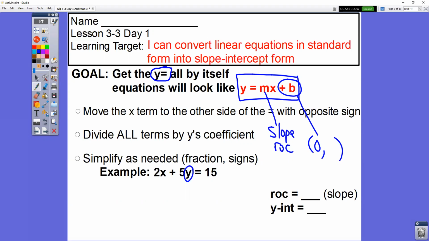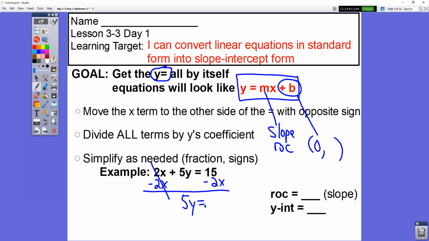So if we're taking a look at 2x plus 5y equals 15, we want to try and get this y all by itself. Before we get the y all by itself, we have to get the 5y all by itself. So we need to get this 2x to the other side of the equal sign. We get rid of the 2x by doing minus 2x and minus 2x. Those 2x's cancel out. Bring down your 5y, bring down your equal sign.